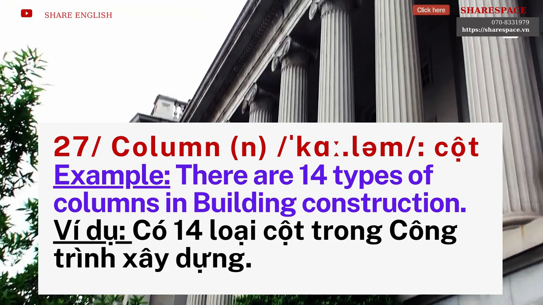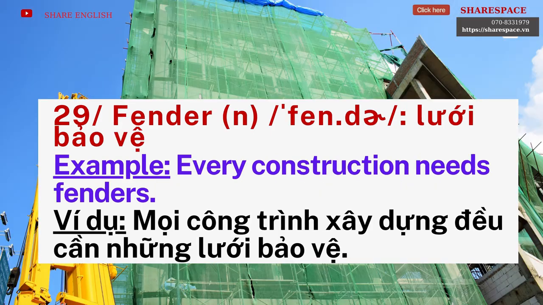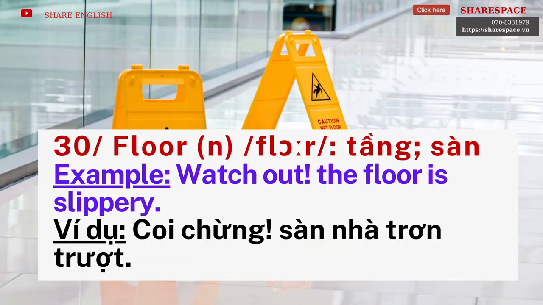Column. There are 14 types of columns in building construction. Demolish. The contractor has to demolish the constructed walls. Fender. Every construction needs fenders. Floor. Watch out. The floor is slippery.